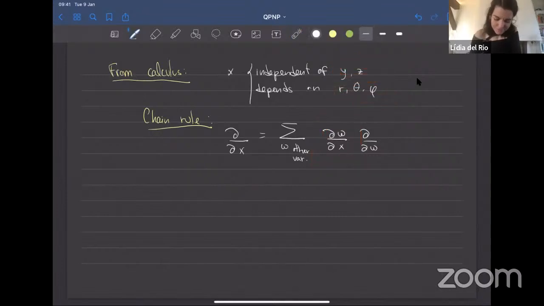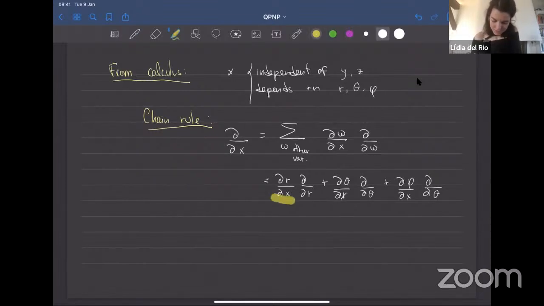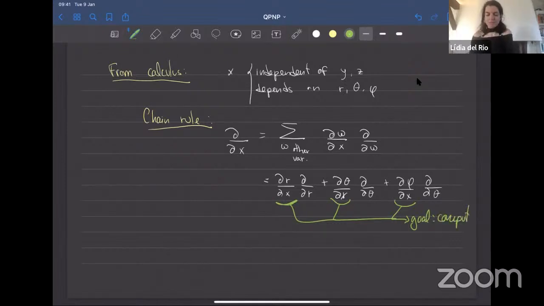So then this is going to be, first we have dr/dx d/dr plus d theta/dx d/d theta plus d phi/dx d/d phi, right? And so we have to compute these things, okay? Because the rest is good, it's already in terms of spherical coordinates, but now we have these, and we have to express them in terms of the spherical coordinates only.